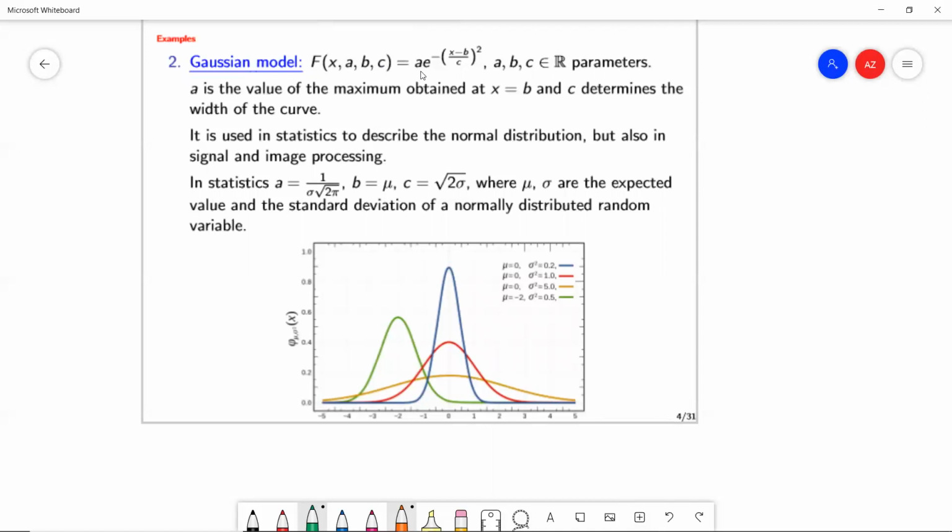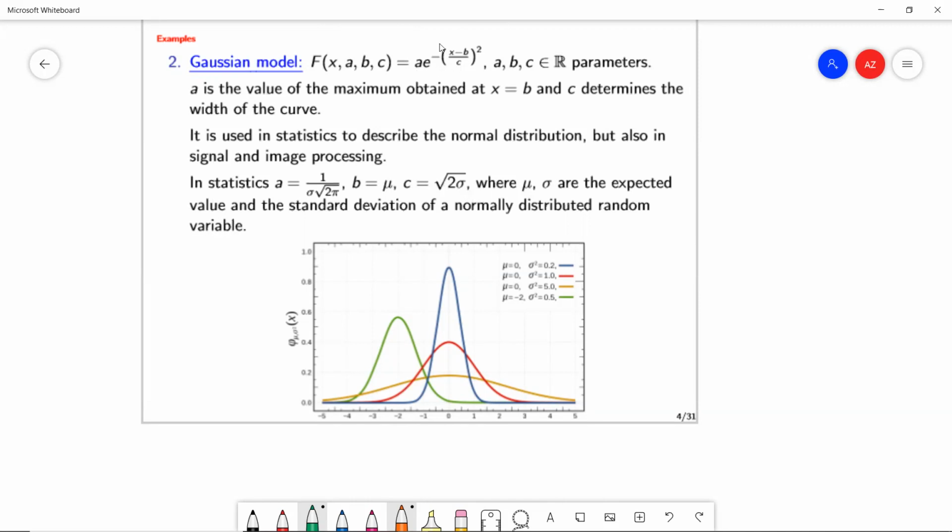And the function is a times e to the power of minus, and then we have (x minus b) over c, squared. So for appropriate a, b, and c, this is just the density of the Gaussian distribution, of the normal distribution, and you know it from statistics. So precisely a is 1 over sigma times square root of 2 pi, and then b is mu, and c is square root of 2 sigma. And you get a normal distribution with mu as the expected value and sigma as the standard deviation.